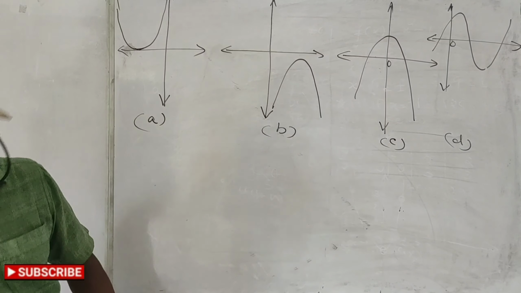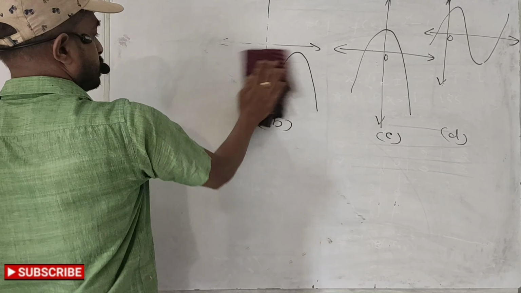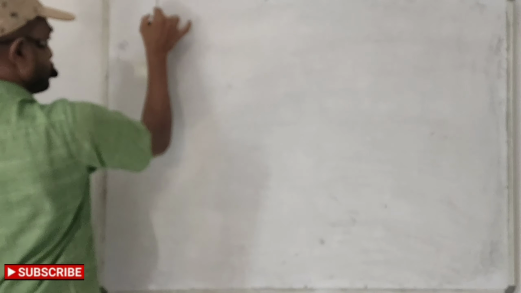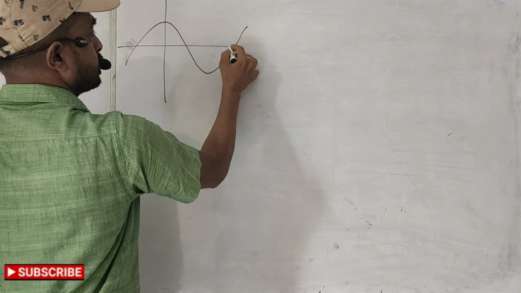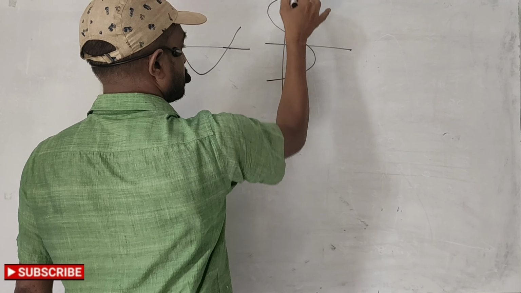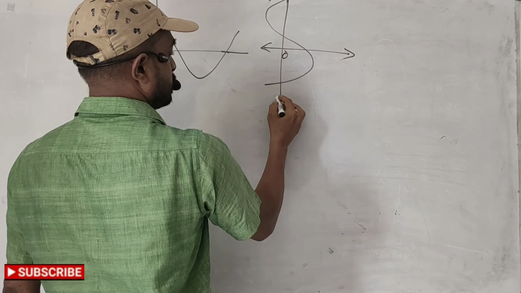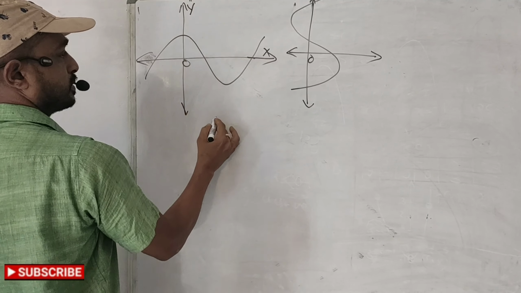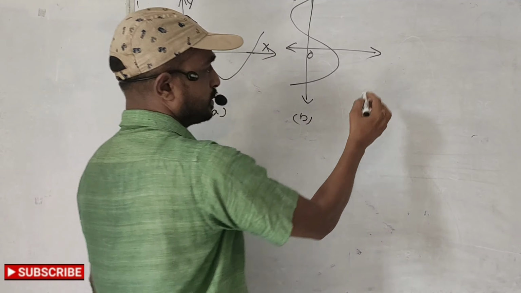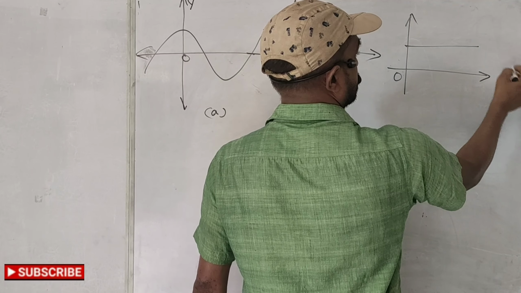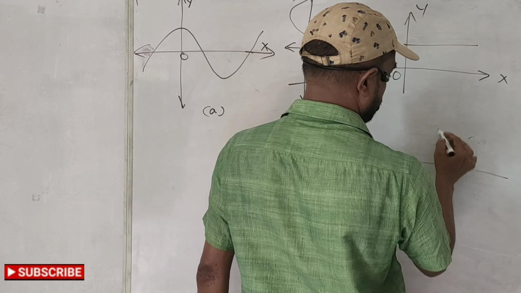Let us consider one more question. Suppose we are given four graphs. See, the first graph is like this, and the second graph is like this. This is the second graph, and this is the first graph. These are axes, x and y axis, and the third graph is this, and we are given one more graph which is like this.